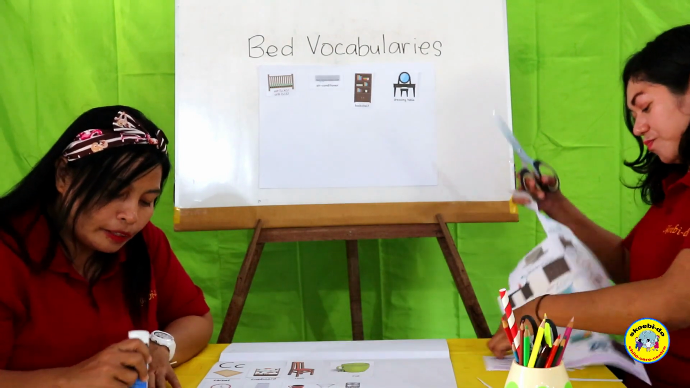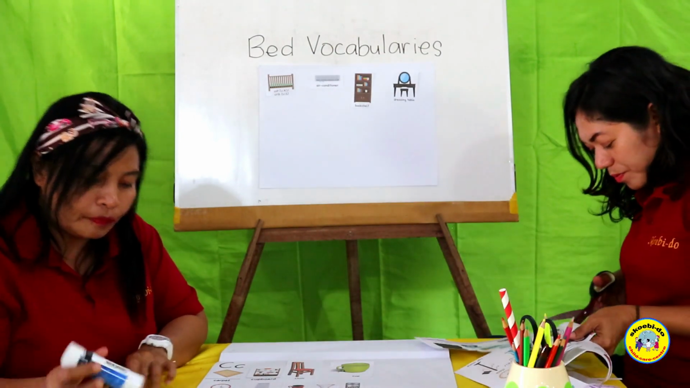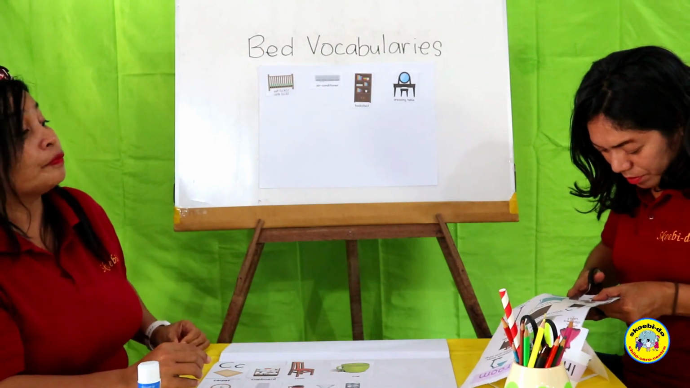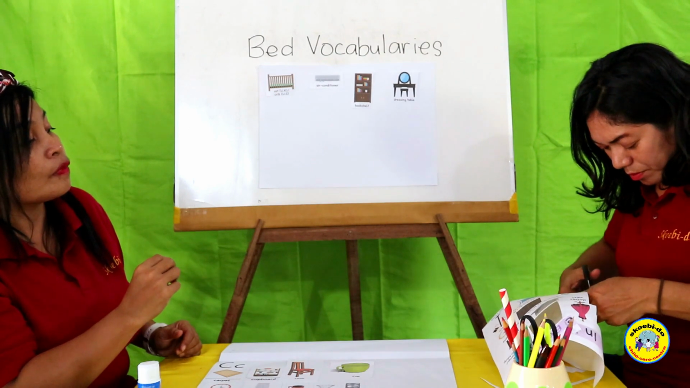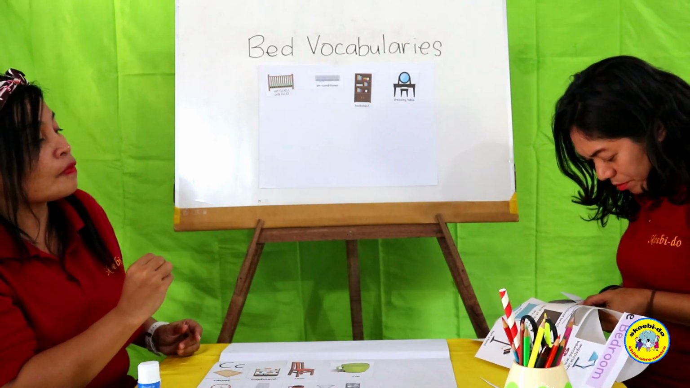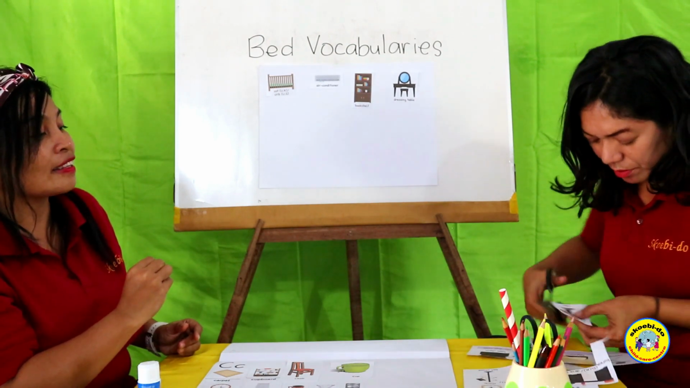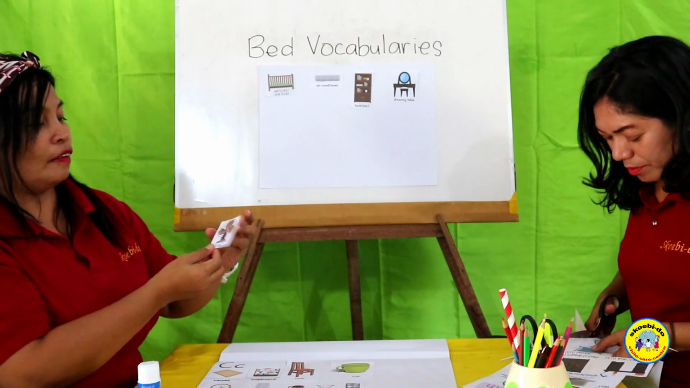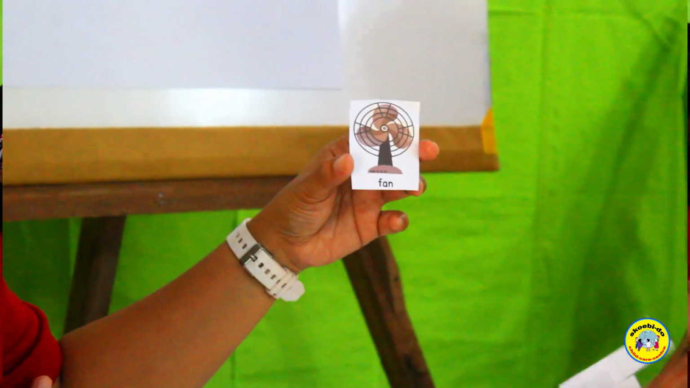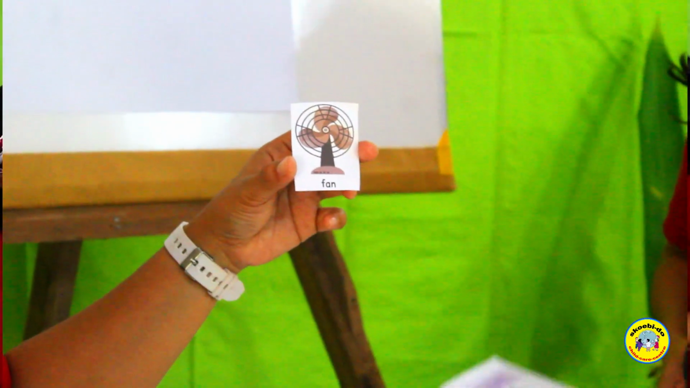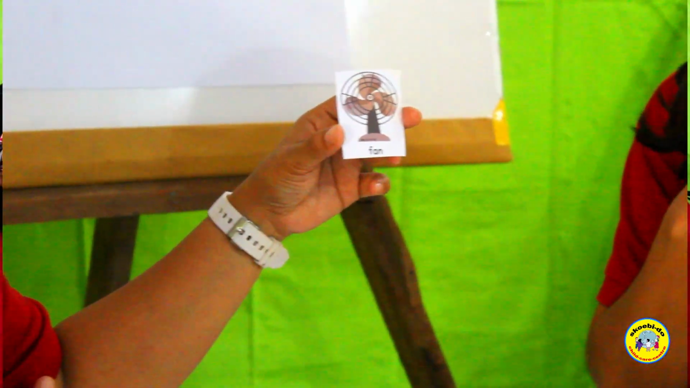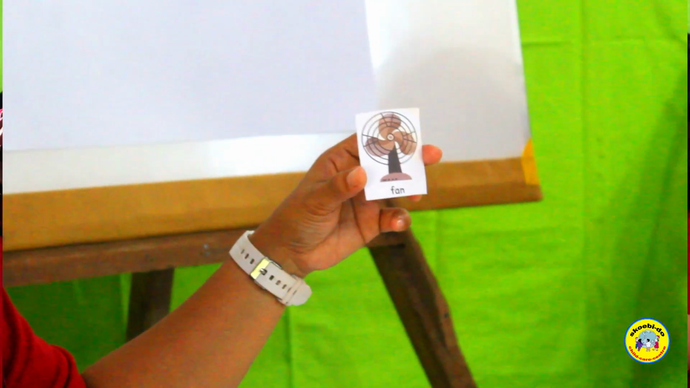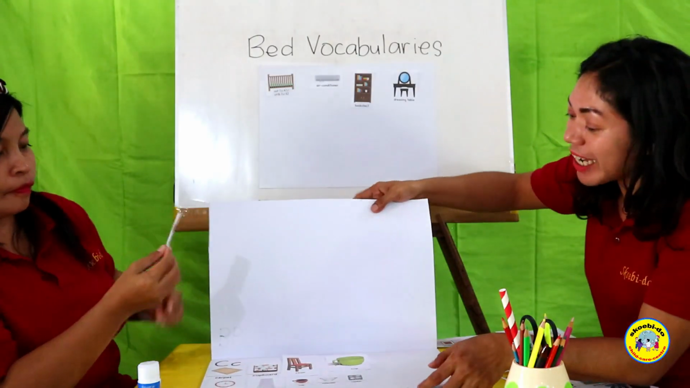We try to put some glue on it and try to stick it later. All right. There you go. All right. Okay. Wow, this is a picture. Look at this. It is a fan. Yes. Remember, fan starts with the letter F. Make the sound like floating fish. Remember, floating fish. So yes. Now let's try to find the letter.